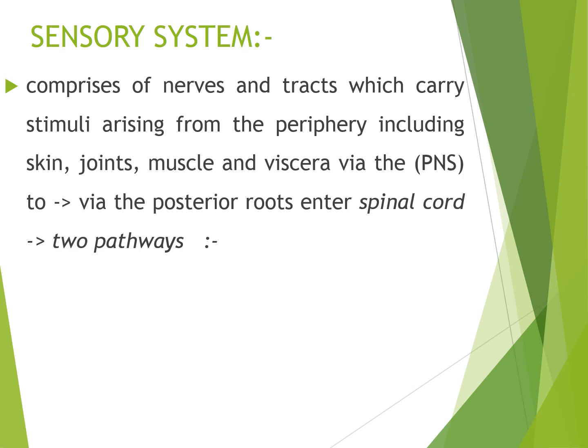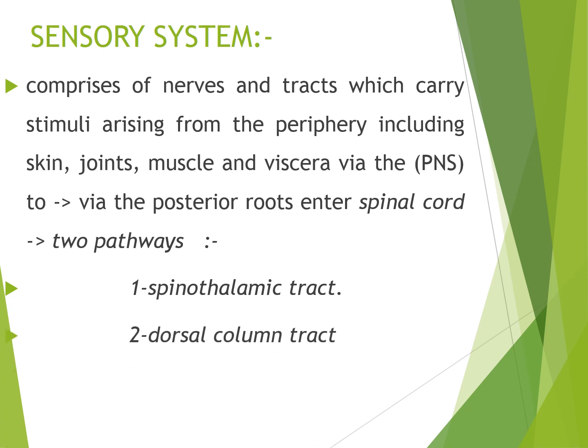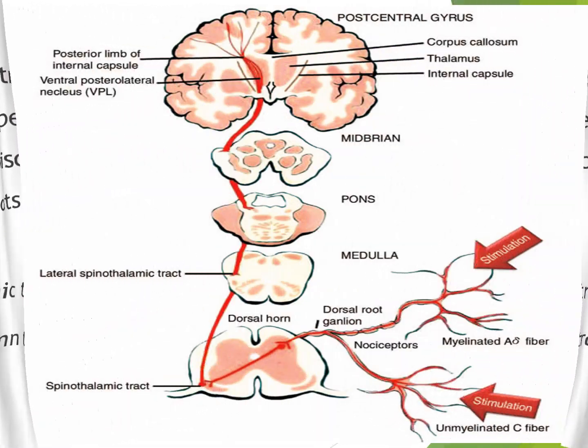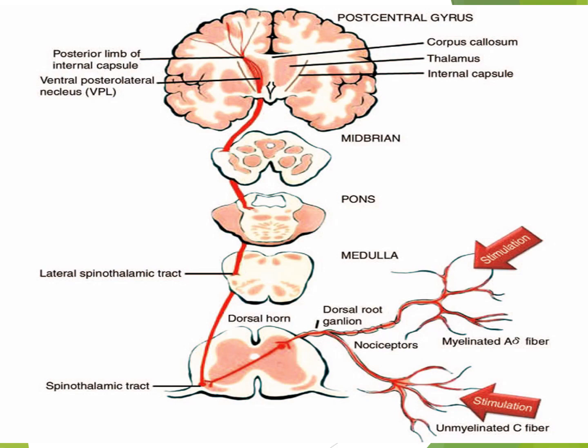The sensory system comprises nerves and tracts which carry stimuli arising from the periphery, including skin, joint, muscle, and viscera, via the peripheral nerve to the posterior root to enter the spinal cord. There are two pathways: spinothalamic tract and dorsal column tract. Spinothalamic tract carries pain and temperature, dorsal column tract carries position and vibration. Okay.